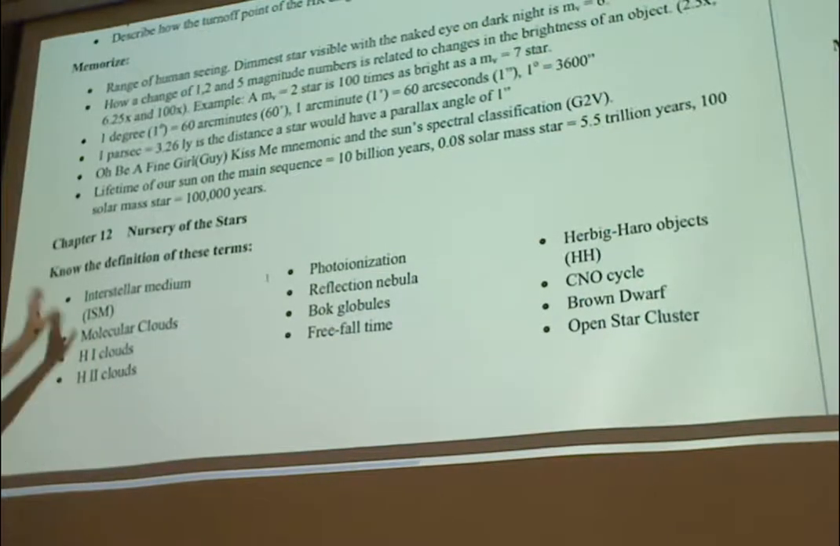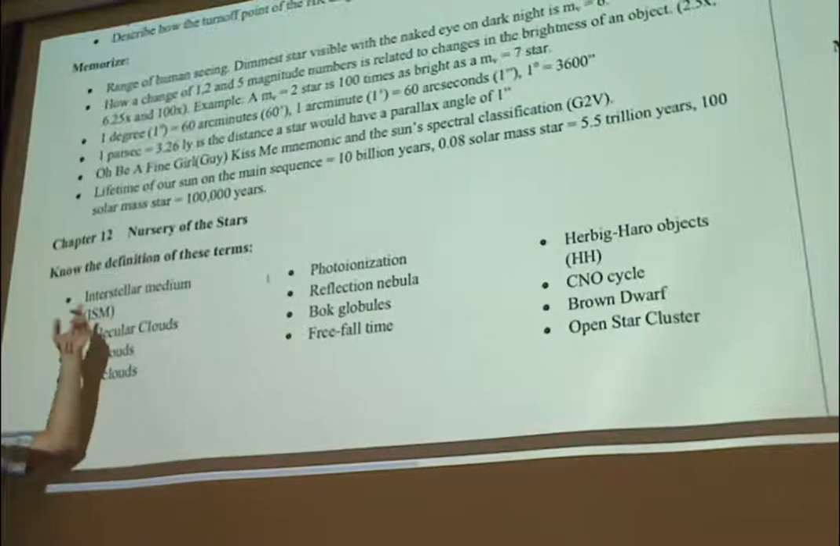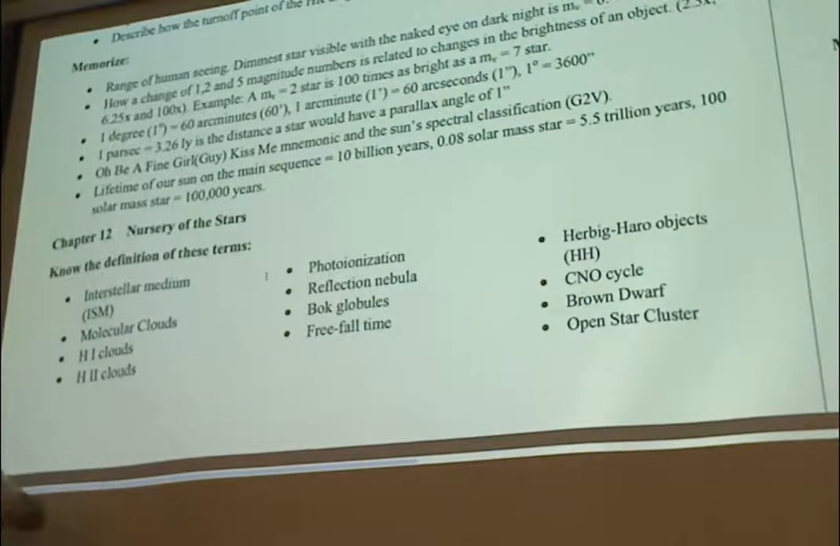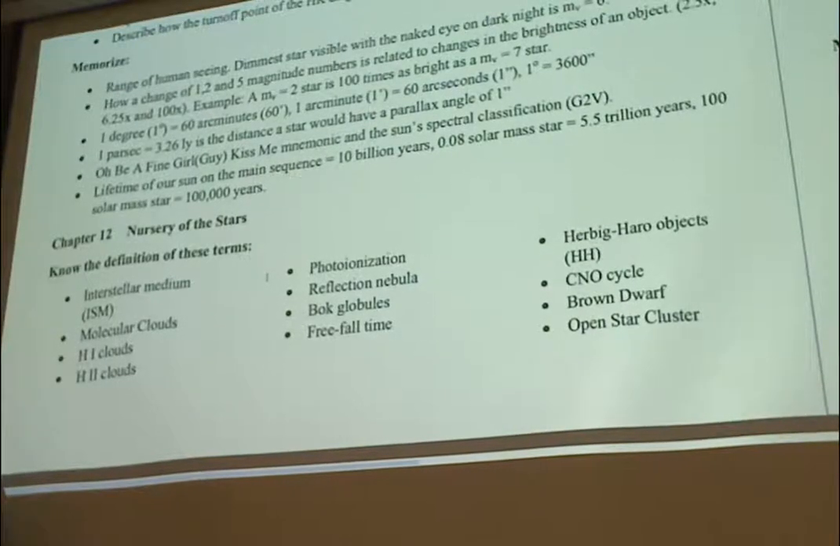Okay, lifetime, we did that already. Okay, chapter 12, interstellar medium, stuff like that. Interstellar medium means what? The stuff between the stars, right? And we learned today how many different types of interstellar media? Three or more? Two? You don't remember? How about this one?